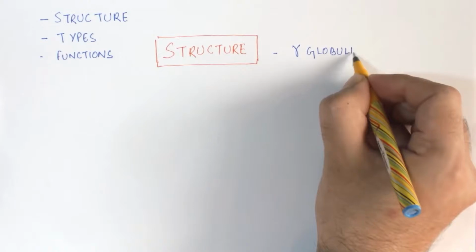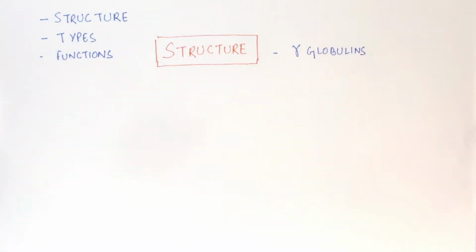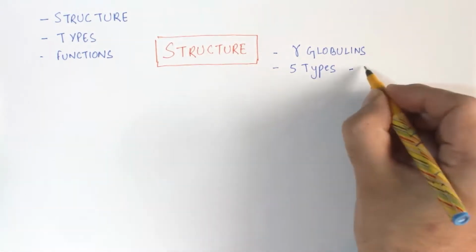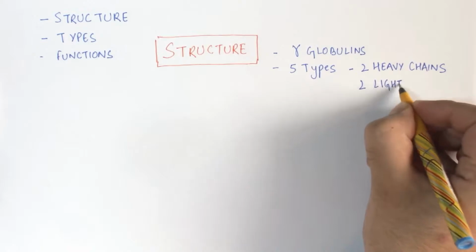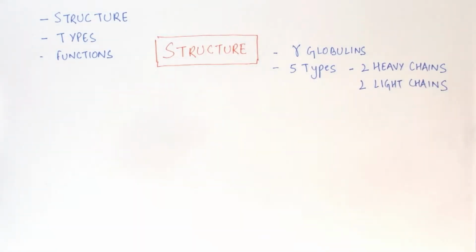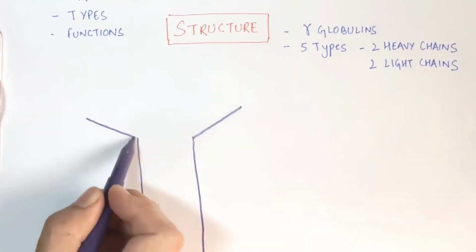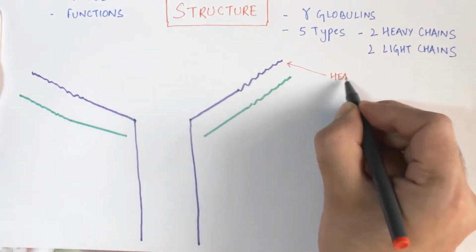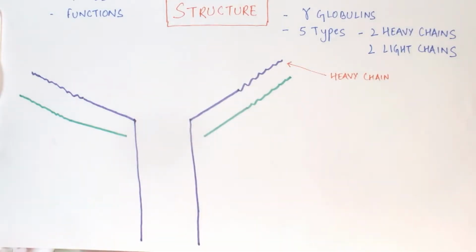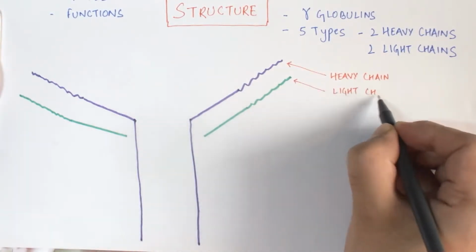The antibodies are the gamma type of globulins, and there are basically 5 types of antibodies. But each of them contains 2 heavy chains and 2 light chains. Let me draw a diagram of the antibody which will help us to understand the structure of the antibody. So as you can see, the chains in the violet color are the heavy chains and the chains in the green color are the light chains.